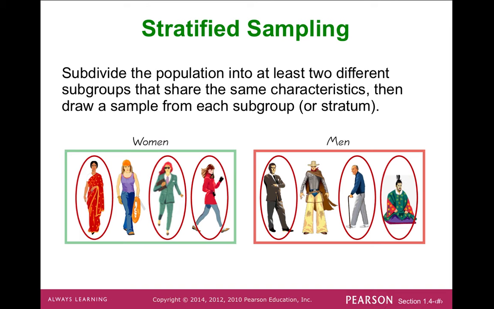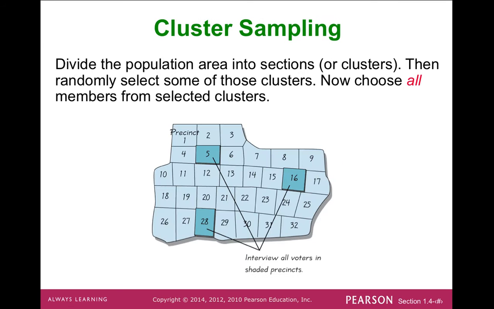So this is where, again, you're going to subdivide the population into at least two distinct subgroups that share some characteristic, and then you're going to draw a sample from each of those subgroups, which then allows a comparison between the two subgroups during your analysis.